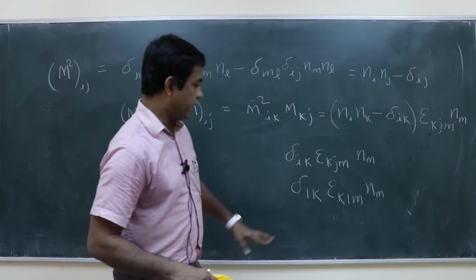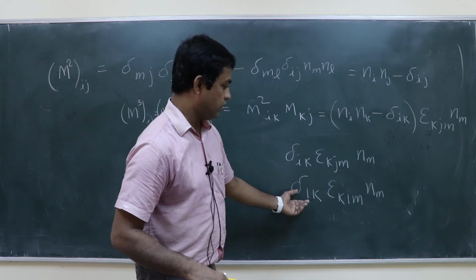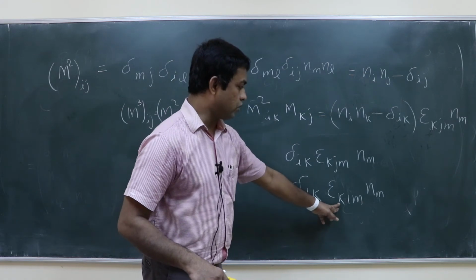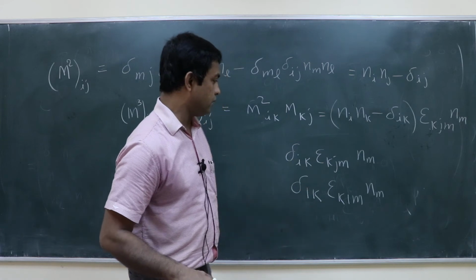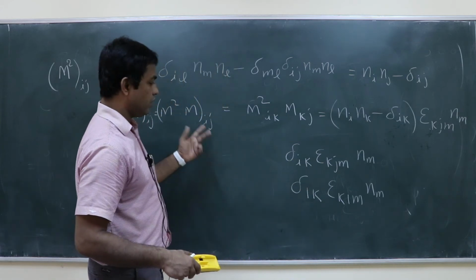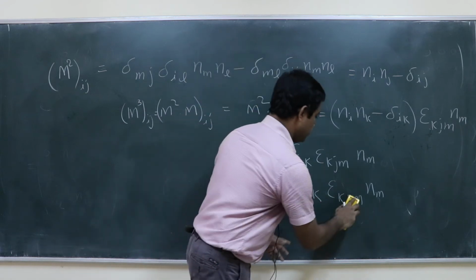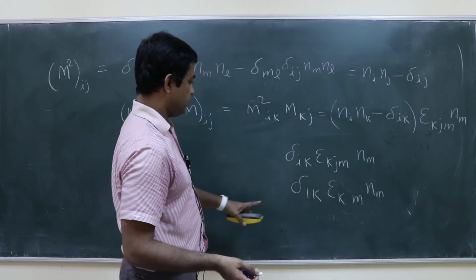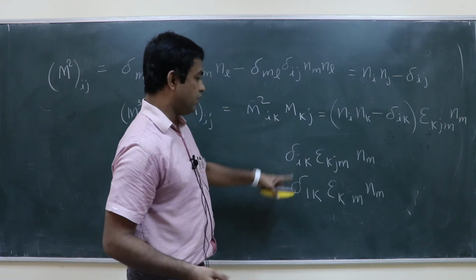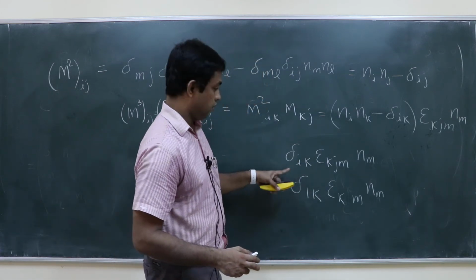What is this? K can take any values. K should be 1 for this to be non-zero. If k is 1, this quantity will become 0. So one term is 0. Now let us look at 1 2. If k is 2, obviously 1 2 will be 0, right? This one can be non-zero only when i is equal to k, right?